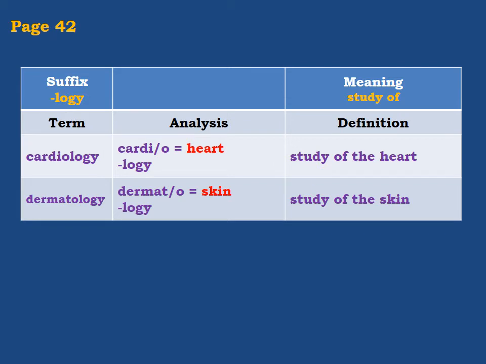The first term is cardiology. Cardi, we have taken this before, and it means heart. Logi, study. It's the study of. So the meaning, study of the heart. The next term, dermatology. Dermat means skin, and again you have taken this before. Logi, the study of, then the study of the skin. Let's see the pronunciation.